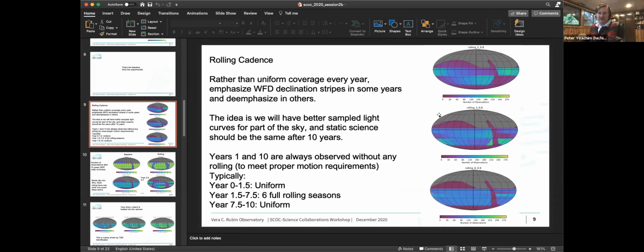Someone else, Massimo, is asking that the effectiveness of rolling cadence should be demonstrated on actual data, and absolutely. We have some metrics to look at variables and transients. We inject type 1a supernova light curves and see how well they're recovered. We inject tidal disruption events and see how well they're recovered. We could always use more, so there are definitely some metrics that touch directly on rolling cadence, but we're always looking for more.